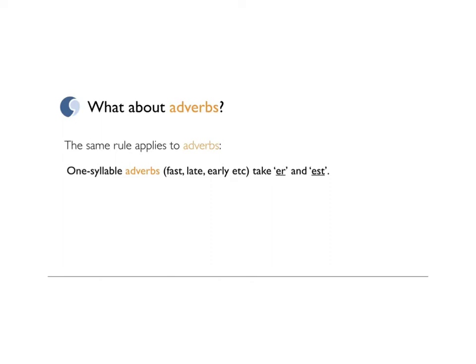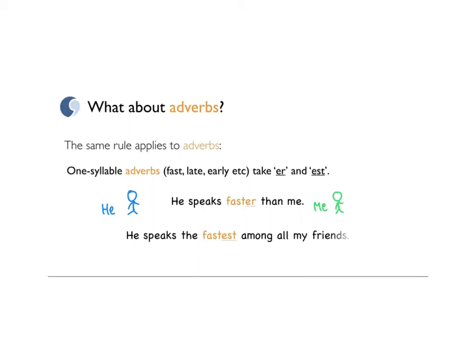For adverbs, actually, we have the same rule. For adverbs with one syllable, for example, fast, late, early, we just add er or est. For example, when you are comparing two, it will be, he speaks faster than me. For superlative, it would be, he speaks the fastest among all my friends.